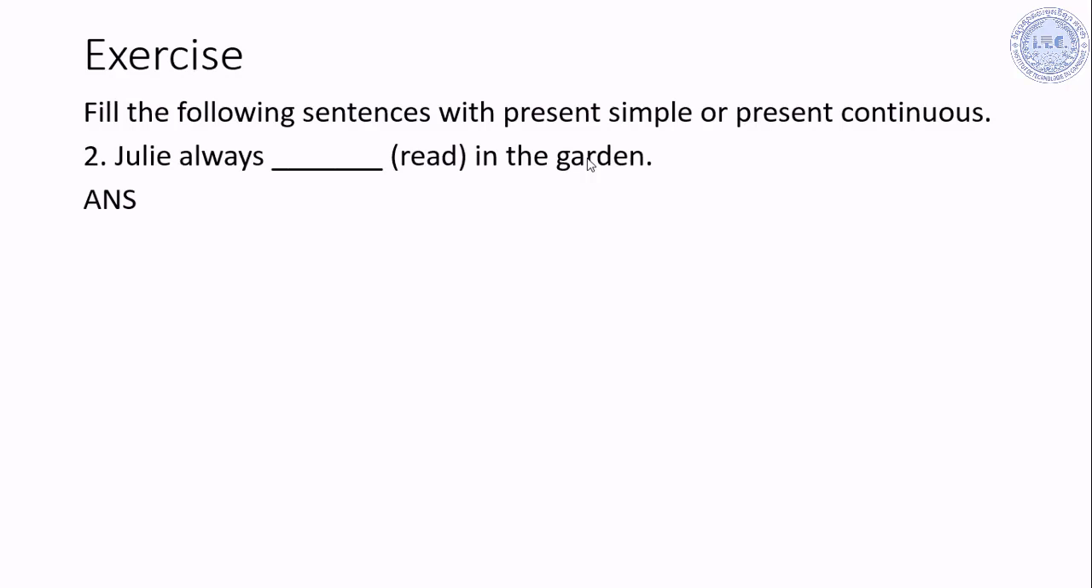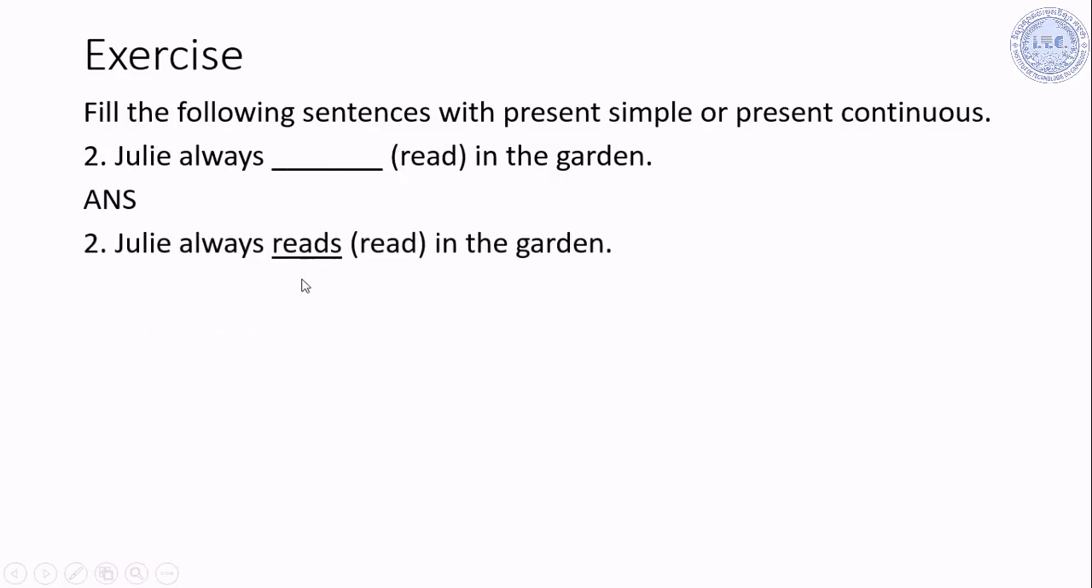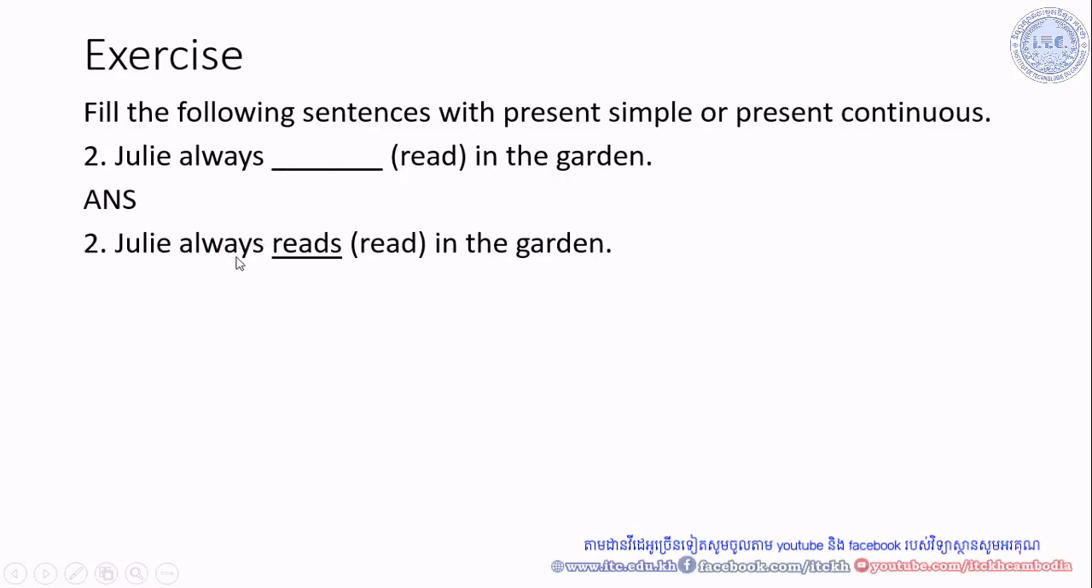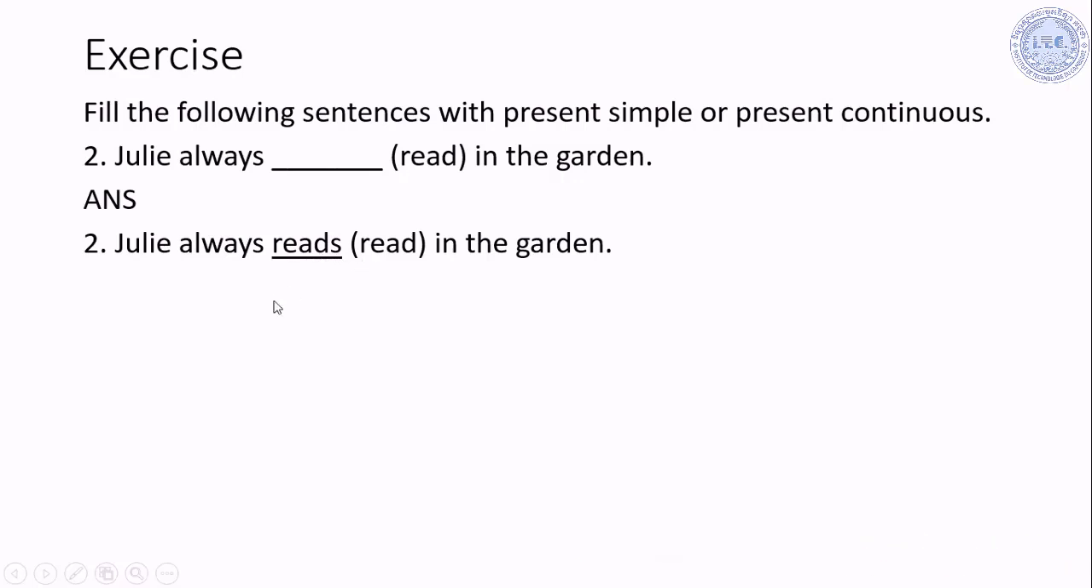Second exercise. Julie always in the garden. So you see always, right? Adverb of frequency. So you use present simple. But Julie, again, Julie is singular, right? So read, you have to add s. Everyone, don't be confused with always here. So what you have to do is that you add s here at the read here.